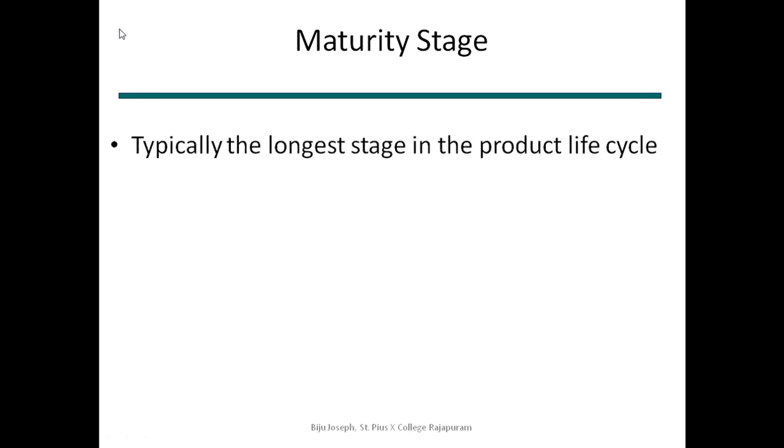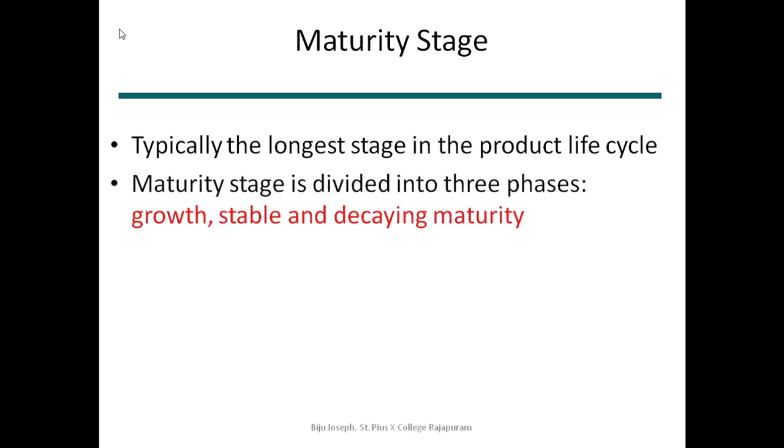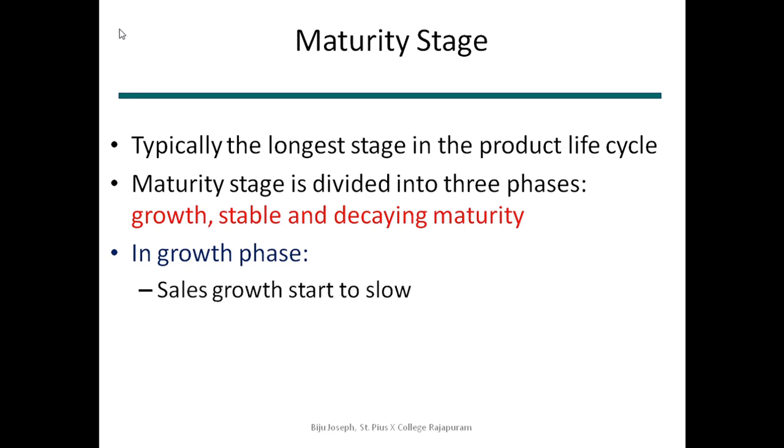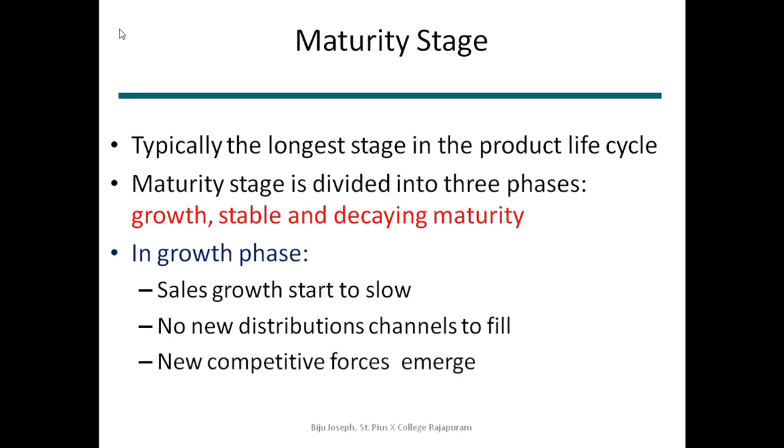And coming to the characteristics, typically the longest stage in the product life cycle is the maturity stage. And this maturity stage is divided into three phases: growth, stable, and decaying maturity. Let's see each maturity stage in detail. During the growth phase, sales growth starts to slow. No new distribution channels to fill. New competitive forces emerge.